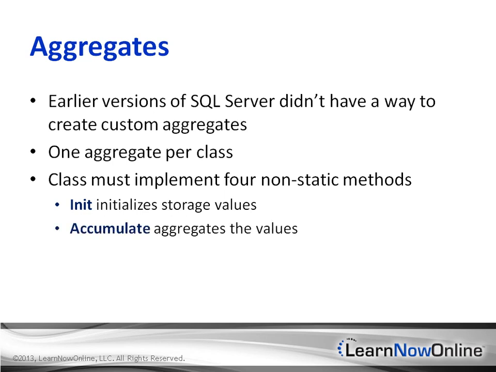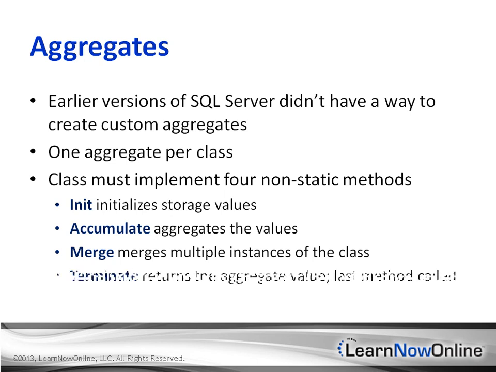Accumulate does the work of combining values. SQL Server calls it once for each row that is aggregated, and it has to support multiple instances of the aggregation code that's executing so that SQL Server can utilize multiple threads to make operations more efficient. And then, merge is called at the end of the operation to merge the aggregations of multiple instances into one final value. And finally, terminate is the last method called and returns the final aggregated value.